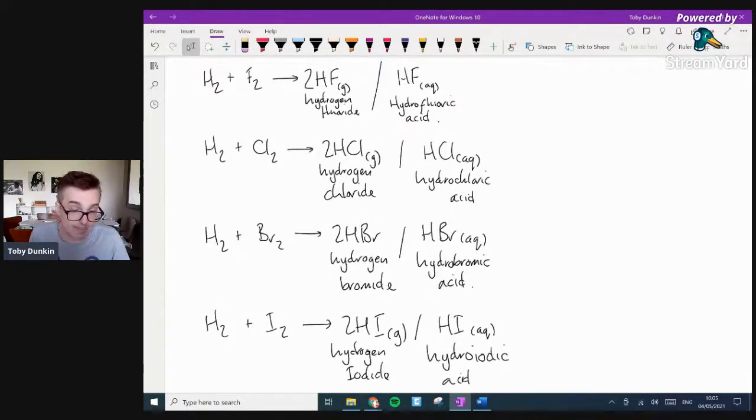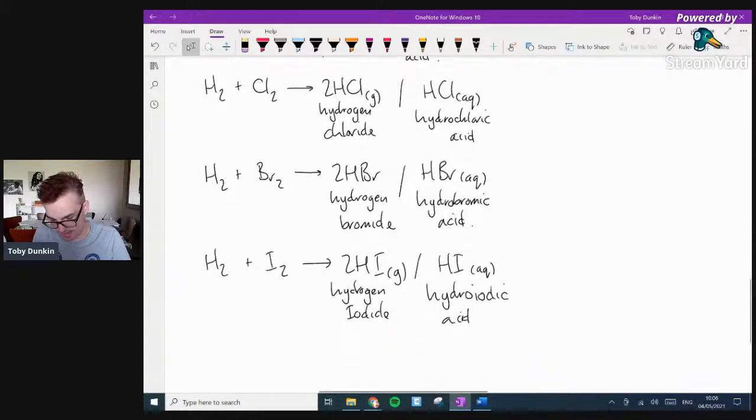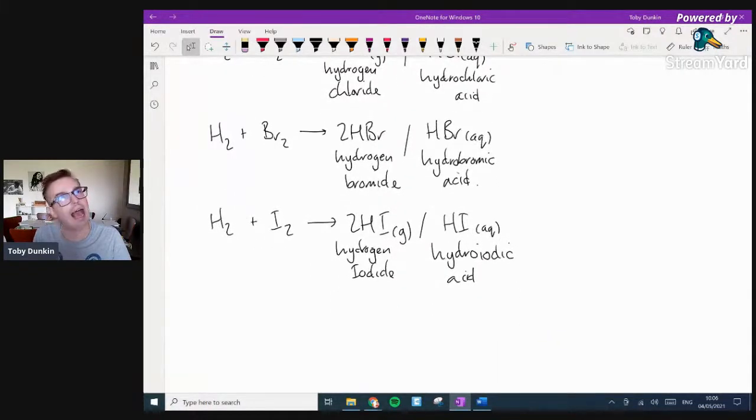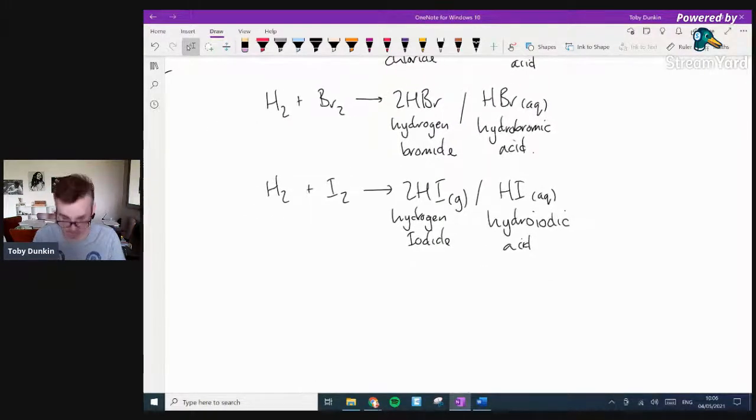You could even react it with astatine, but there aren't enough atoms of astatine to really play around with. But you would form hydrogen astatide, and then it would become, I don't know what it would be. Hydroastiodic, something like that. Hydroastinic. Astatide. Don't know. I'll have to look that one up.